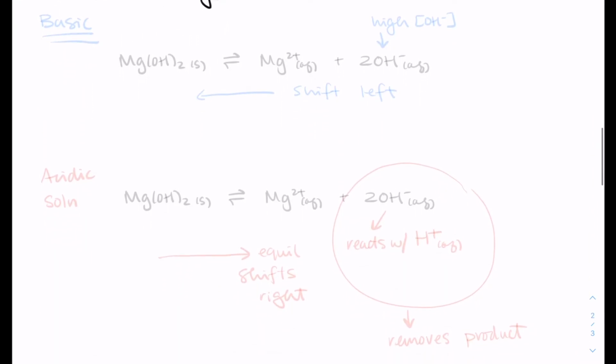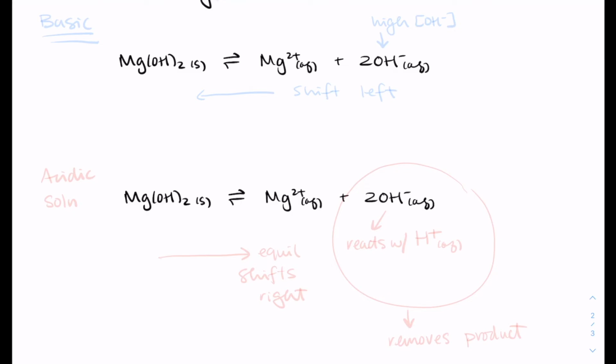All right, what about pH? So let's look at the pH and what is going on in these solutions. So let's say that we have magnesium hydroxide going into solution, right? It's in equilibrium because it's an insoluble salt. If the solution is basic, I would expect this to be less soluble.